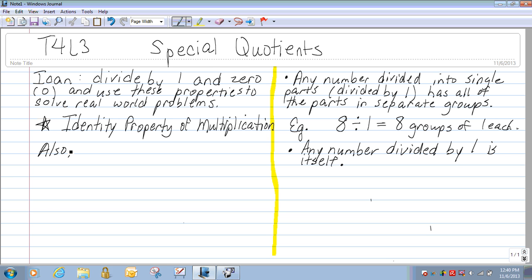Let's look at it from a different perspective. 8 divided by 8. And what does that equal? If I have 8 parts and I put all the parts in separate groups, then I'm going to have 1. If I put 8 divided into 8, I'm going to have 1 in each group. Okay?